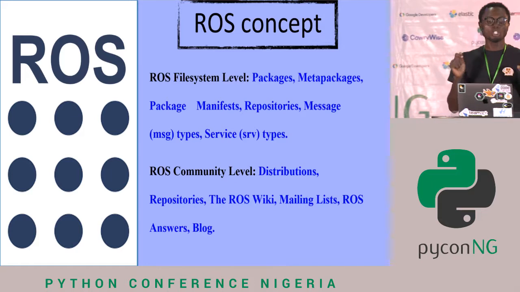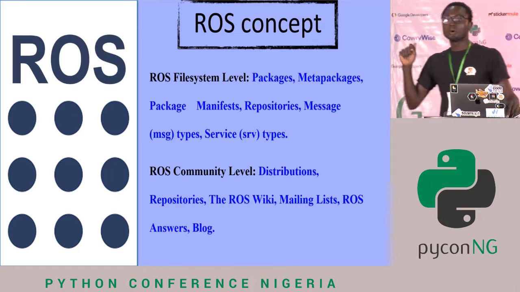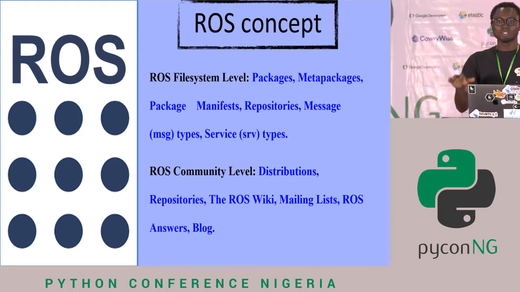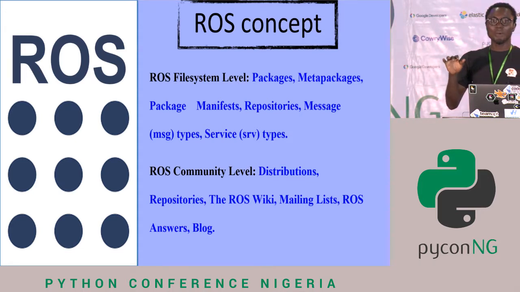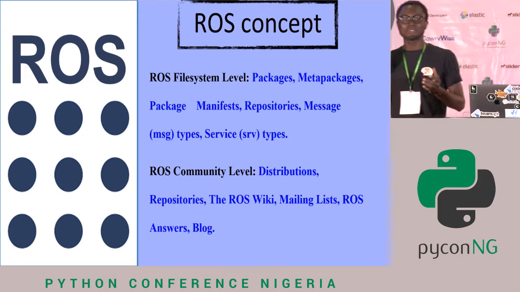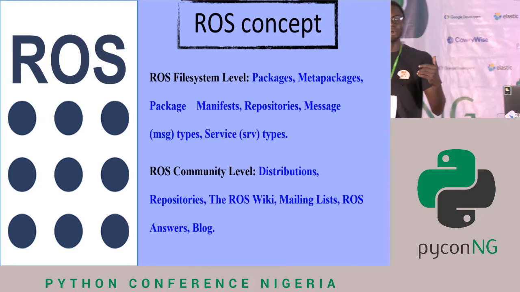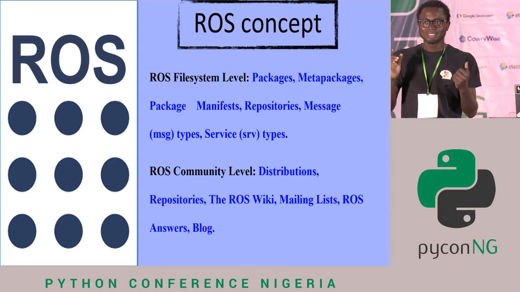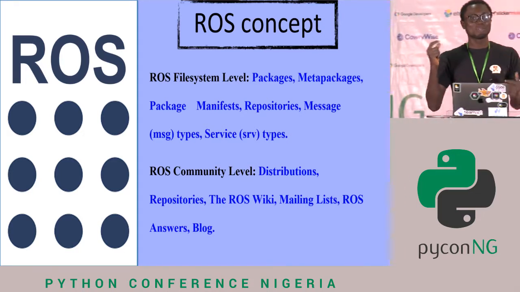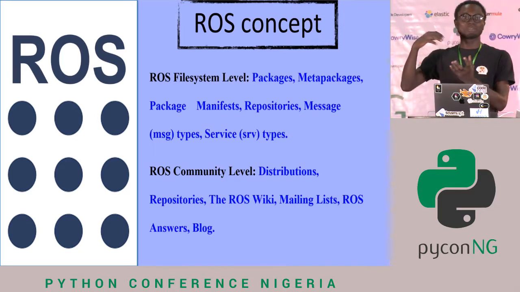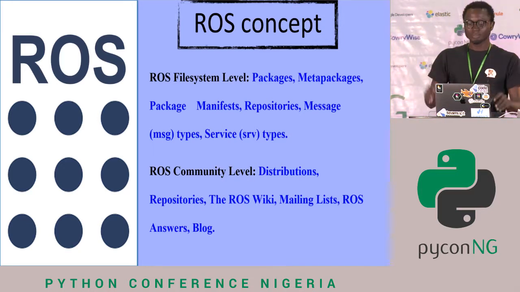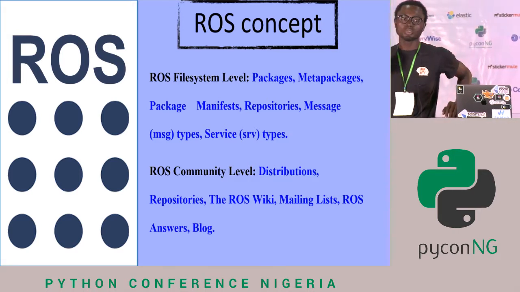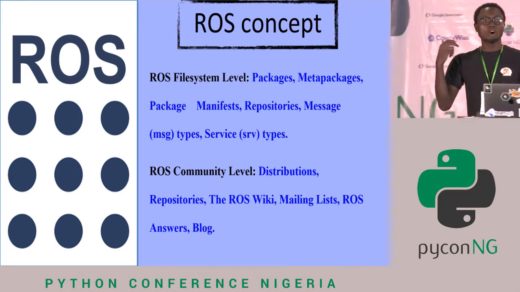We also have the ROS community level. ROS has different distributions and different versions. Currently, the latest version of ROS is called Bouncy. When you look up ROS, you'll be seeing a turtle everywhere. Do we know the turtle in Python? You've not used the turtle in Python before? Okay. ROS adopts this turtle and often uses it as its logo. We also have the ROS Wiki, which is a very good place for you to get lots of information about ROS and how to start using it.